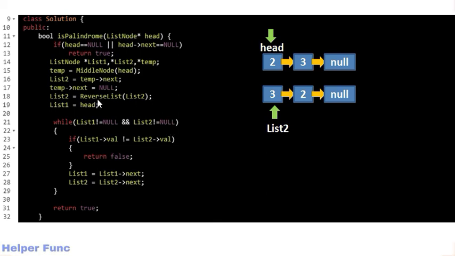Now our task is to reverse list2. And that is also done. And we take another pointer list1 which is pointing to head. And now we will run this while loop till list1 and list2 are not equal to null. If at any point of time list1's value is not equal to list2's value, then this is not a palindrome and we will return false. Otherwise, we will keep on traversing. Finally, when one of them becomes null, we will come out of this loop and return true as our answer.